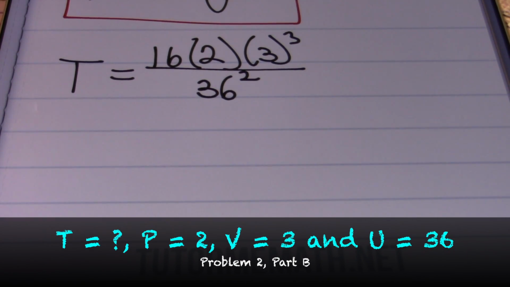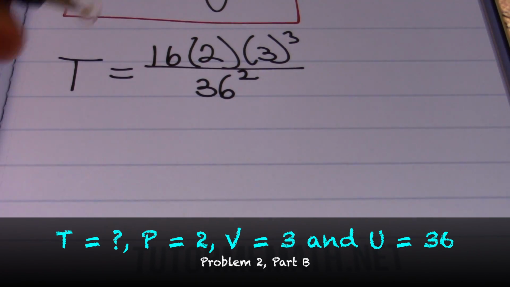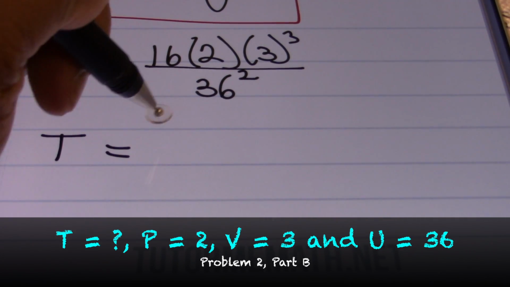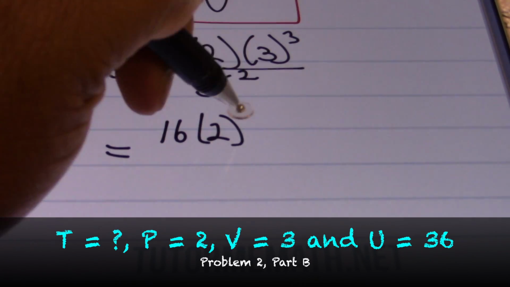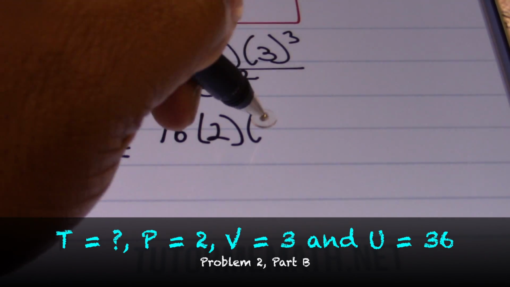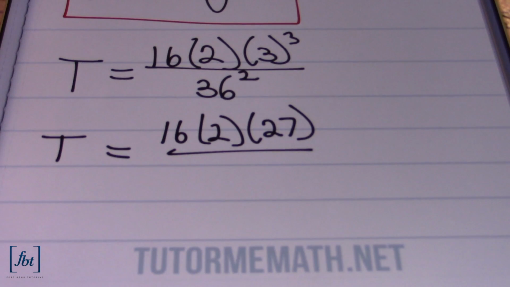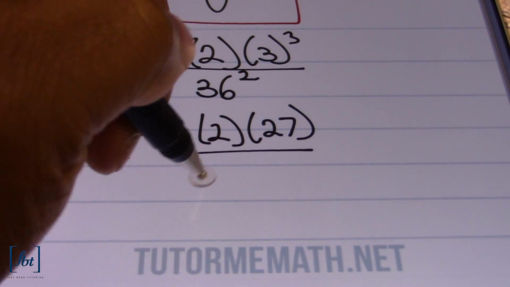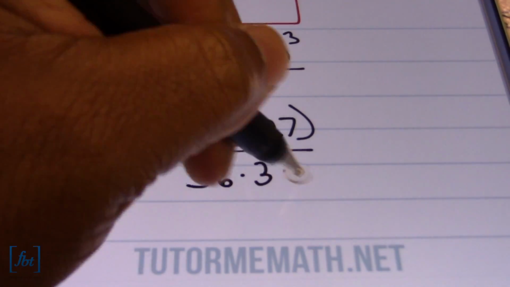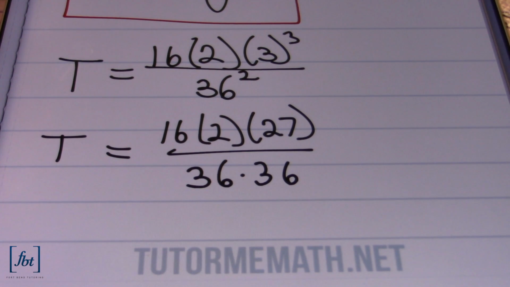So I'm going to simplify this as much as possible here. Simplifying this, we have t equals 16 times 2. I'm just going to take care of the exponents first. So 3 cubed is 27, divided by 36 squared, which is going to be a large number. So I'm going to do myself a favor and expand this and write it as 36 times 36. From here, I'll be simplifying as much as possible.